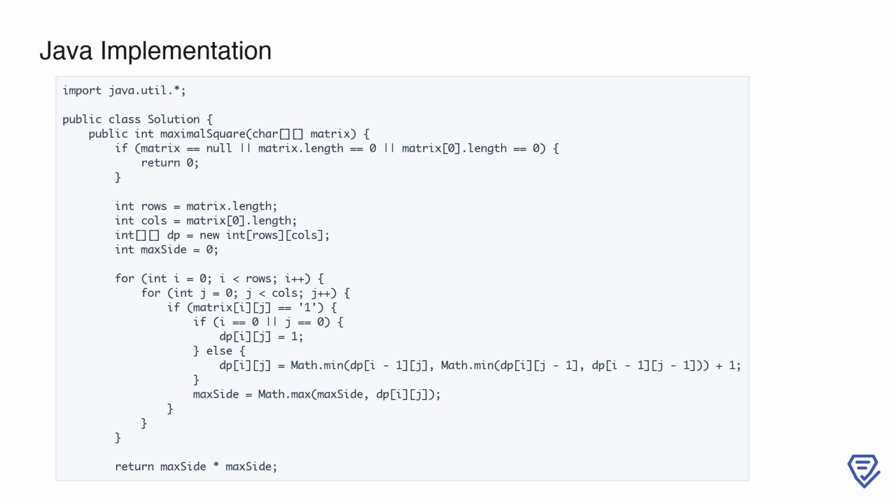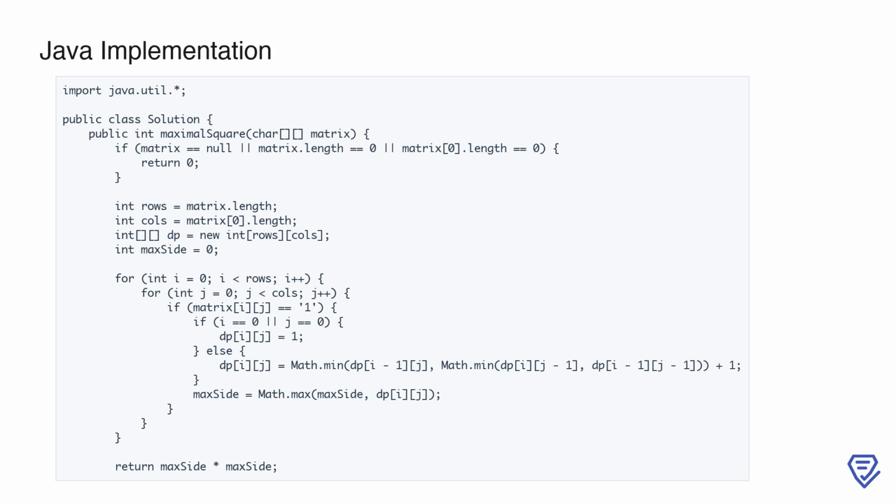The method takes a 2D character array matrix as input, representing the binary grid. We first handle edge cases by checking if the matrix is null, empty, or has no columns. If any of these conditions are true, we return 0 since no square can be formed. Next, we initialize some variables: rows and cols to store the dimensions of the matrix, a 2D array dp to track the size of the largest square ending at each cell, and max_side to keep track of the largest side length encountered so far. We then use a nested loop to iterate over each cell in the matrix.